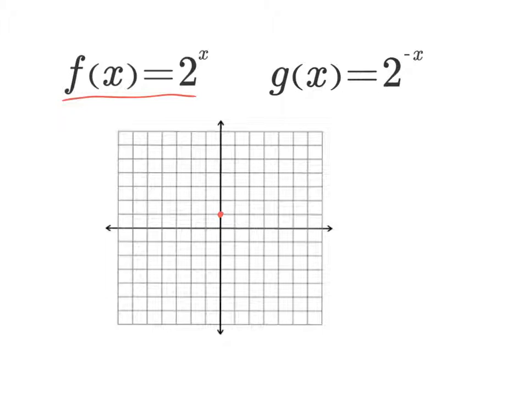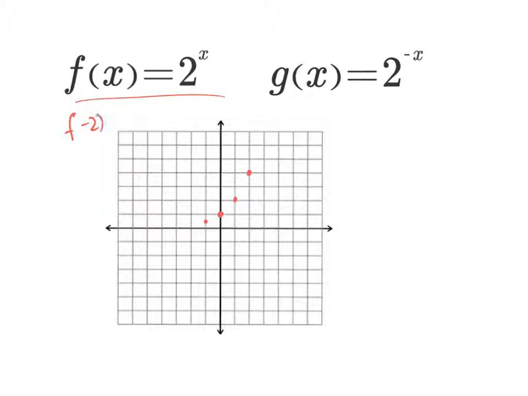If I plug in a 1, I end up getting a 2, so that's going to be (1, 2). If I plug in a 2, you end up getting 2 squared, which is 4. So that goes up here. If I plug in a negative 1, 2 to the negative 1 is 1/2.